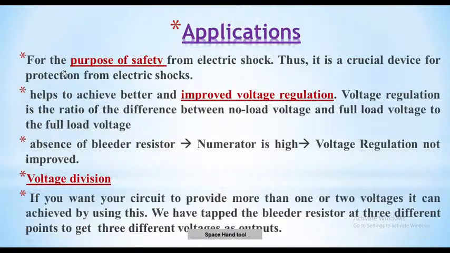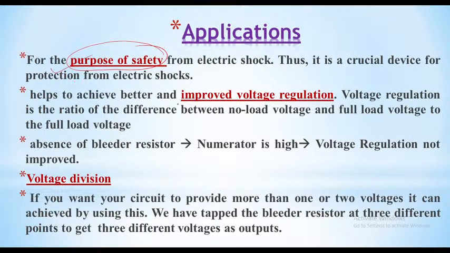Okay, next one, applications. What are the major applications of this bleeder resistor? Initially I said the main purpose of the bleeder resistor is to ensure safety in the circuit. In order to overcome electric shocks, we use these bleeder resistors in a circuit. So the main purpose is that it provides safety. Thus it is a crucial device for protection from electric shocks. Okay, that is the major application.